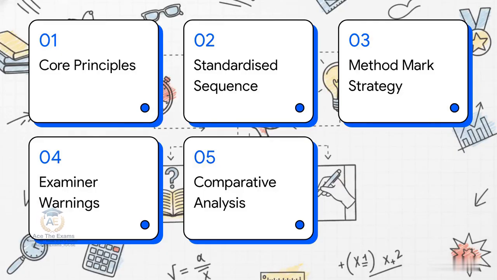So here is the exact masterclass structure we're going to follow today to build your exam strategy from the ground up. First, core physics principles. Second, the standardized sequence. Third, the method mark strategy. Fourth, top 3 examiner warnings. And finally, mastering comparative analysis. Let's get right into it.